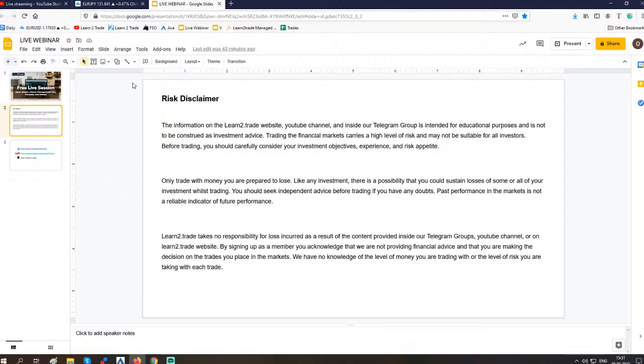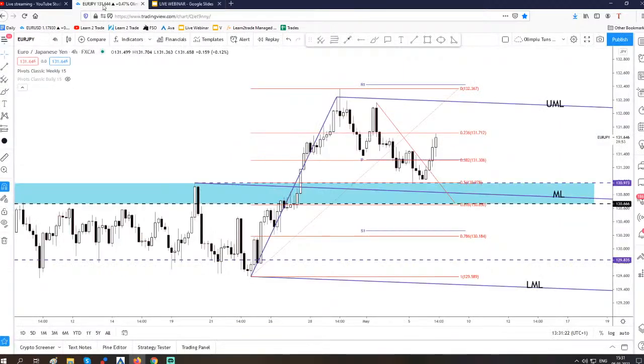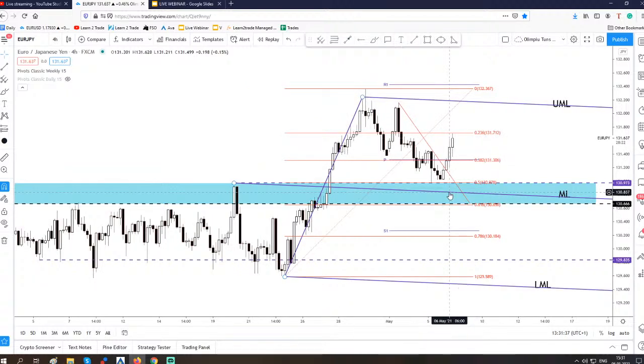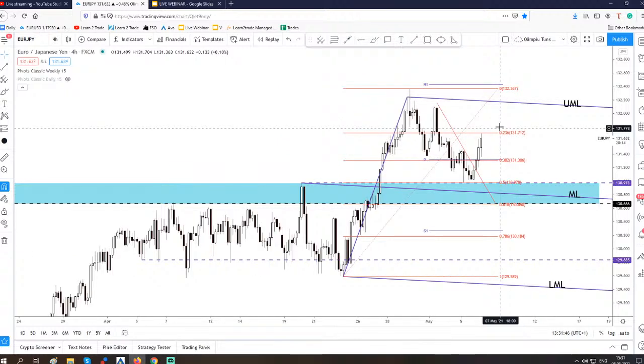So let's start with our open positions. So let's start with the euro versus the Japanese yen. We decided today to go long on this currency pair from right above this former high after the price failed to reach here the medium line of the descending pitchfork. It has decreased as much as 50% retracement level, and now it goes higher.